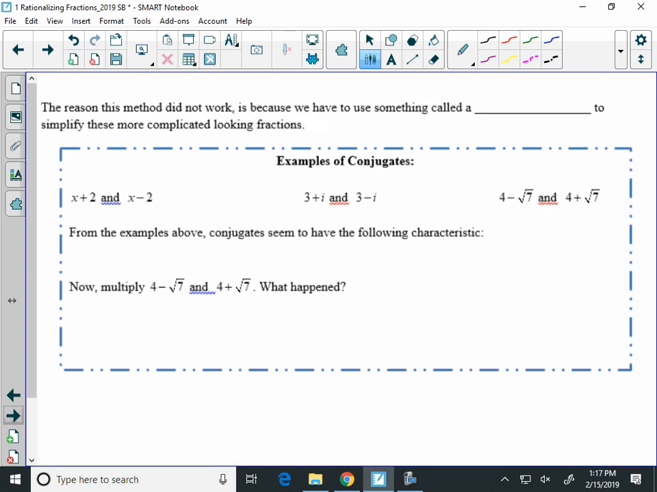The reason that did not work is because in order to simplify these, we actually have to use something called a conjugate. And we're going to use conjugates throughout the rest of the year. But a conjugate is something like these examples right here. X plus 2 and x minus 2. 3 plus i and 3 minus i. For our example, 4 minus radical 7 and 4 plus radical 7. What do you notice about all those conjugates? Different signs. Same terms, different signs.